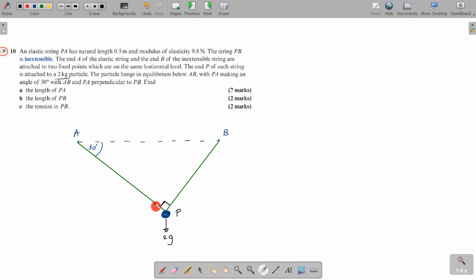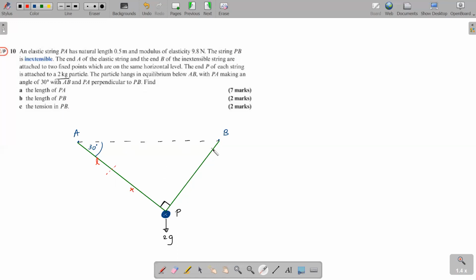Which means the PA string has a natural length and it has an extension. Got it? The other string does not have any of that. So what do they want you to do? They ask you to find the length of PA, then find the length of PB, and find the tension in PB afterwards.